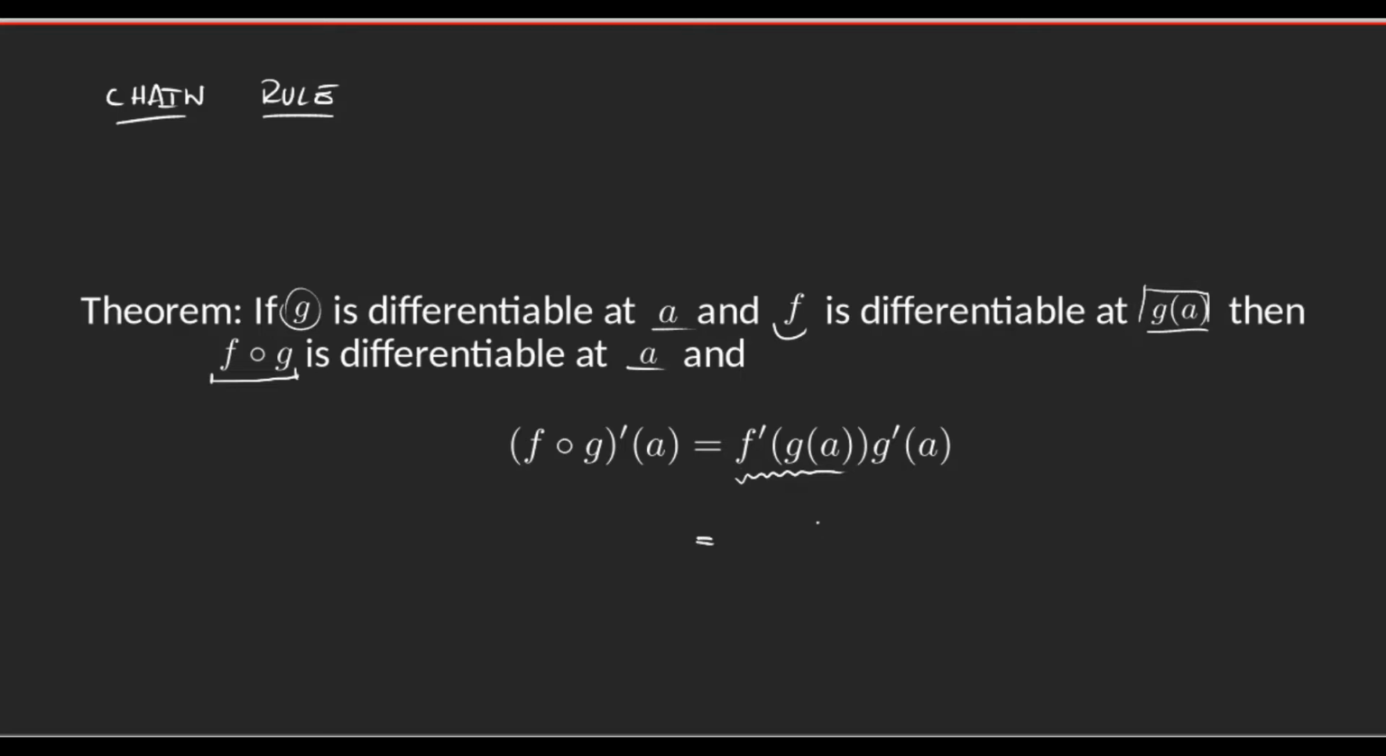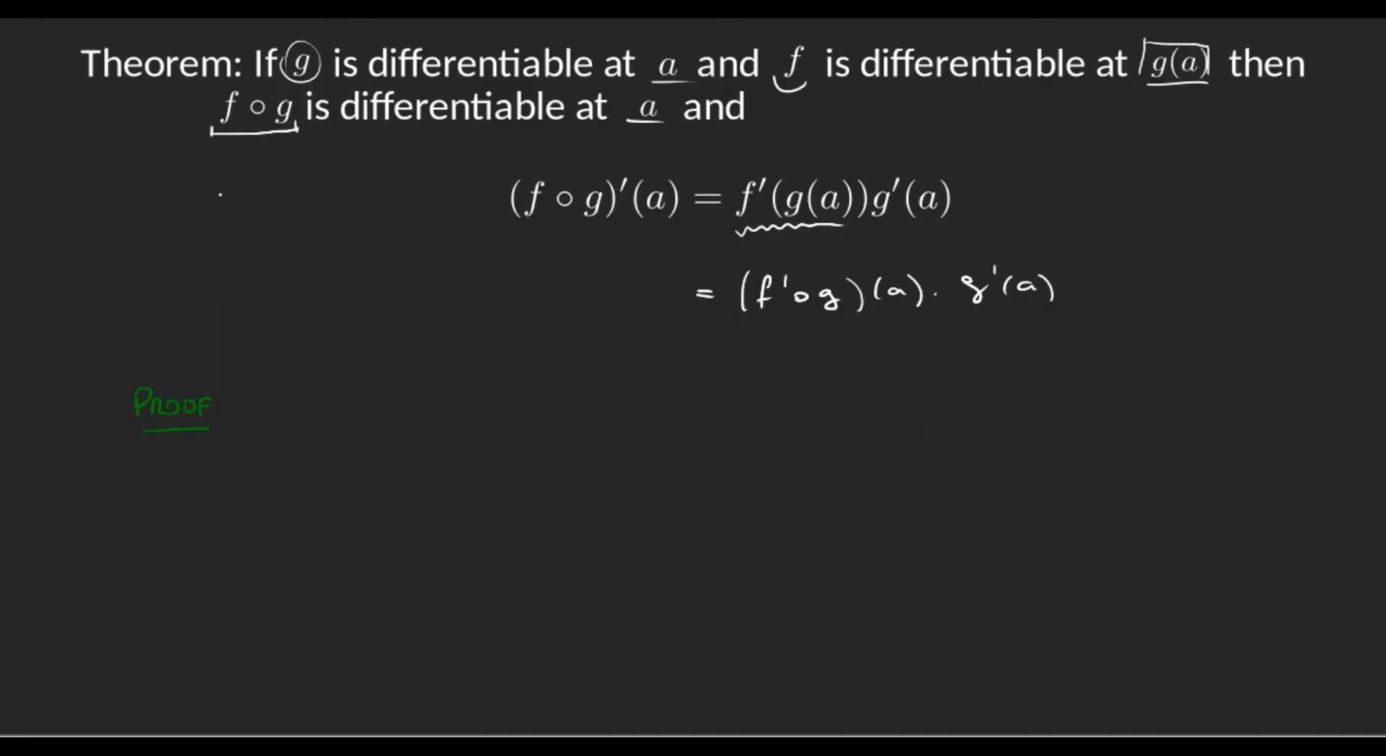Another way we can write this is saying that f prime composed g evaluated in a times g prime in a. This is just another way you can see the chain rule. So let's go ahead and prove this.